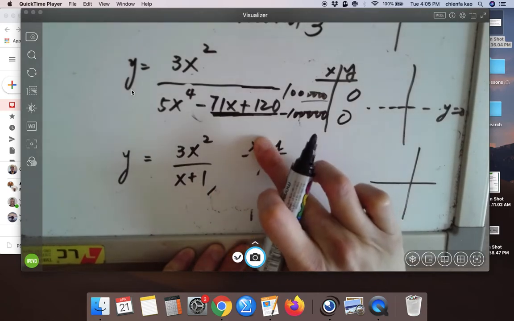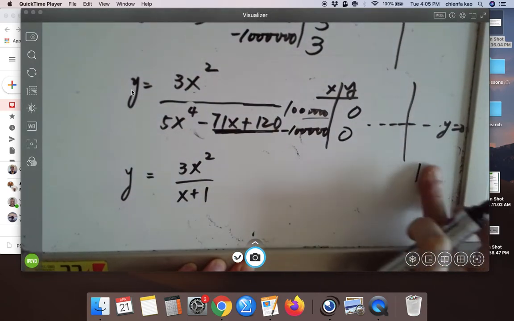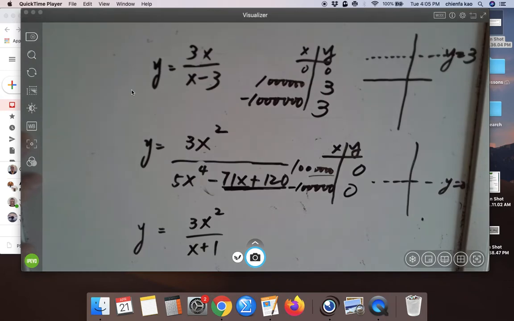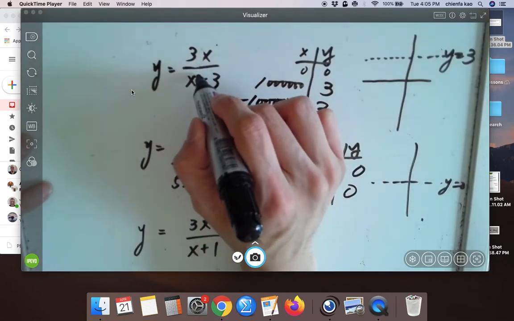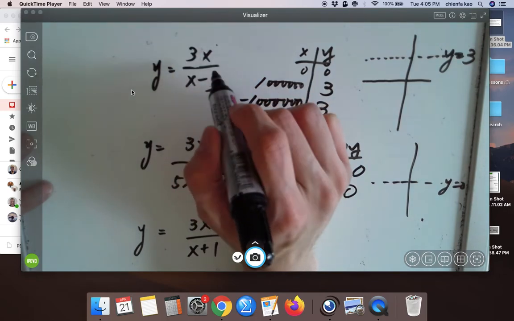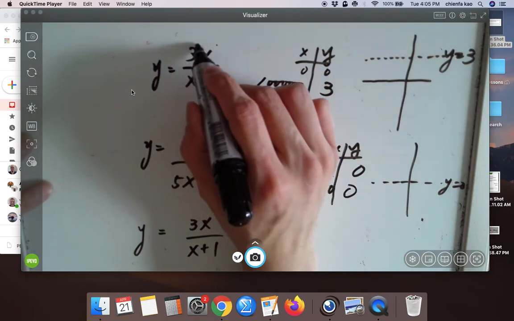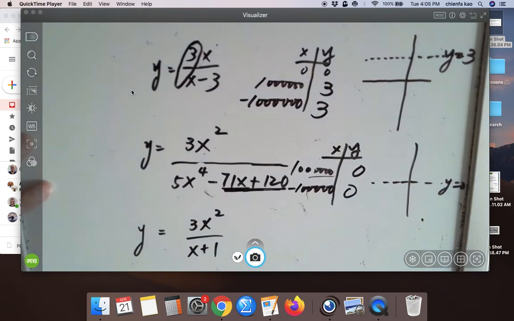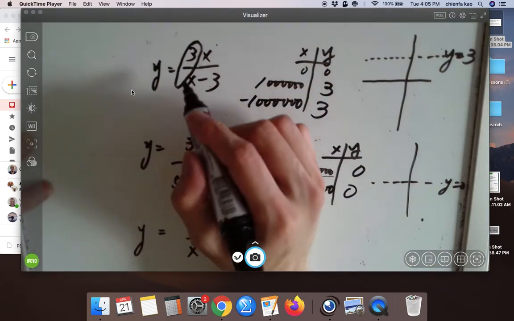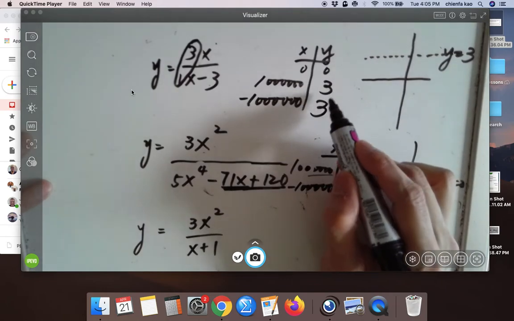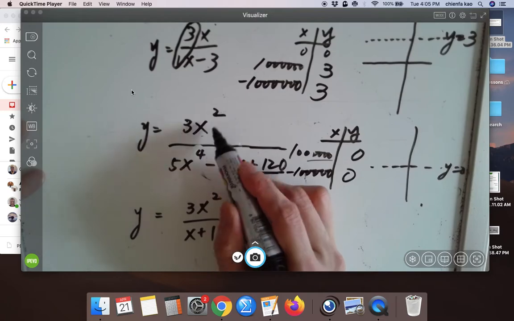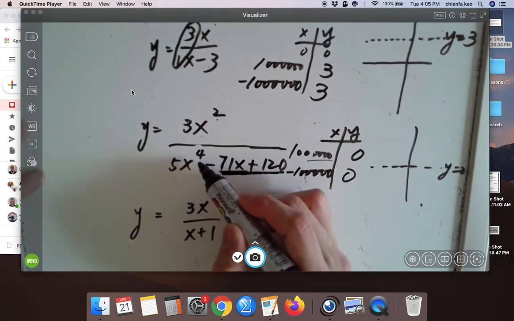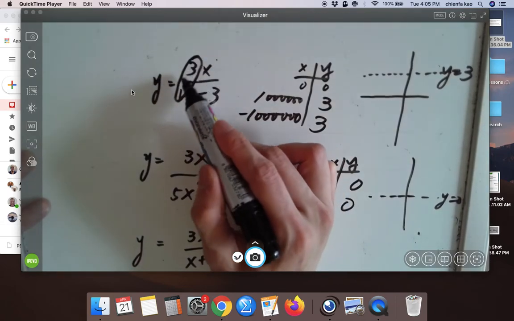All right, now I want to summarize everything that we've been talking about by looking at the highest degree. If you look at the highest degree of this one, it is 1 over 1, so the horizontal asymptote will approach the coefficient of the highest degree, which is 3 over 1, so that's 3. If you take a look at the highest degree, this is second degree, this is fourth degree. See, this one is the same, right? When it's the same, just do the coefficient.